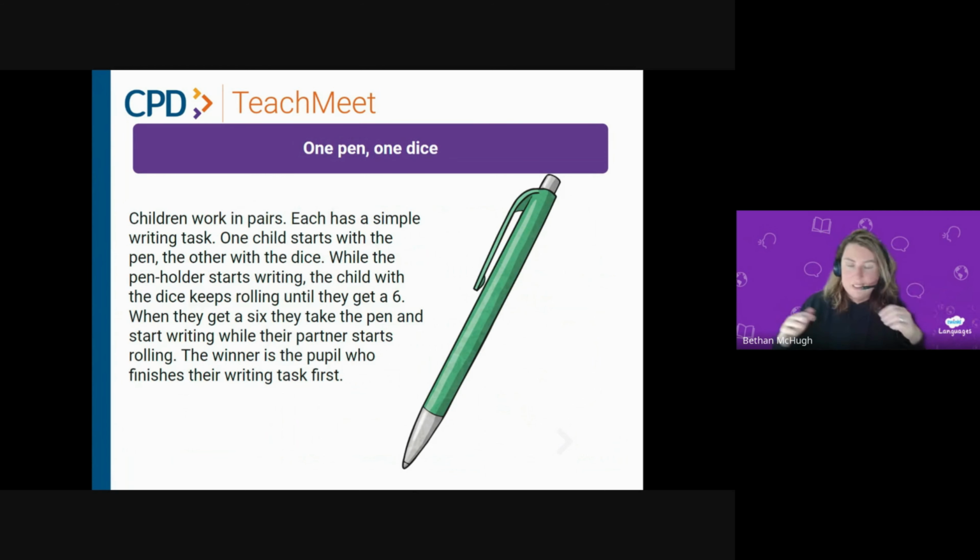It could be a translation. It could even be, in theory, a reading task. It could be anything at all. But there's a task each, 2 pieces of paper, 1 pen or pencil, and a dice.